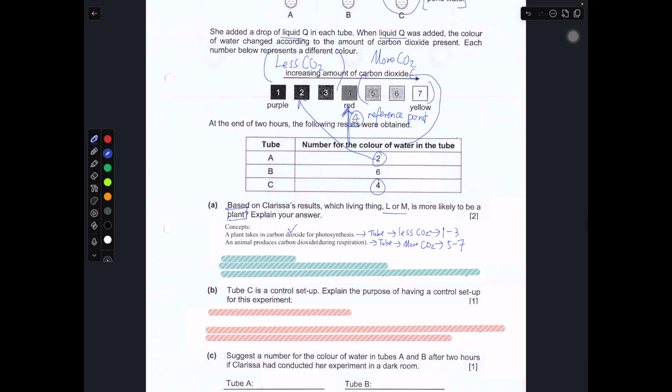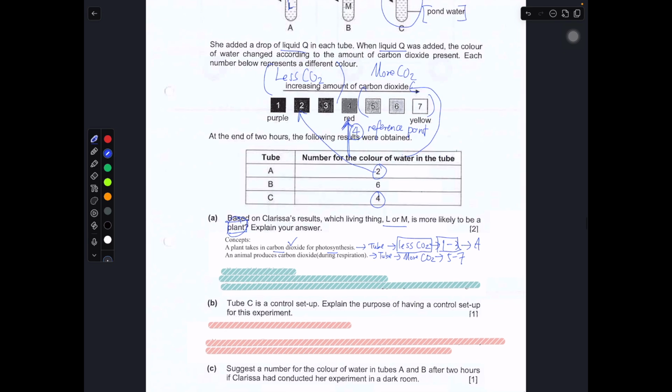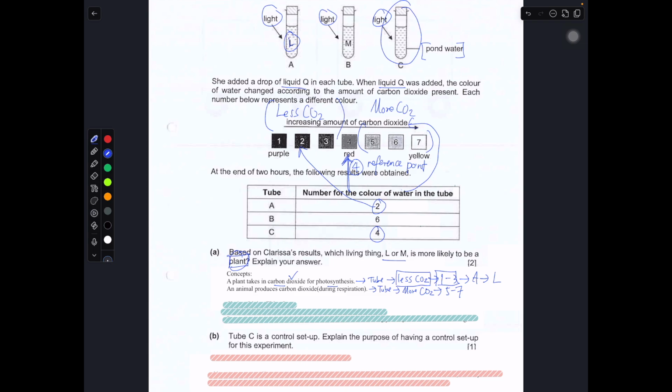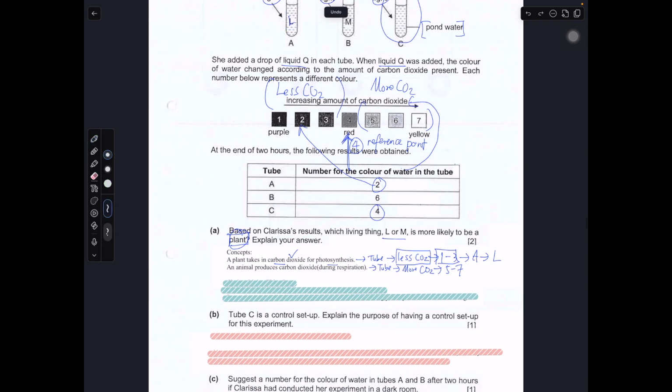So over here you probably know which one is the plant, because plants take in carbon dioxide for photosynthesis, and the one which will have less carbon dioxide should fall into this range of figures. The only one that falls into this range is tube A. So which one is most likely to be the plant? It will be L, because they already tell you L is found inside A. The tube is A, but the living things are L and M. So living thing L will be the plant.